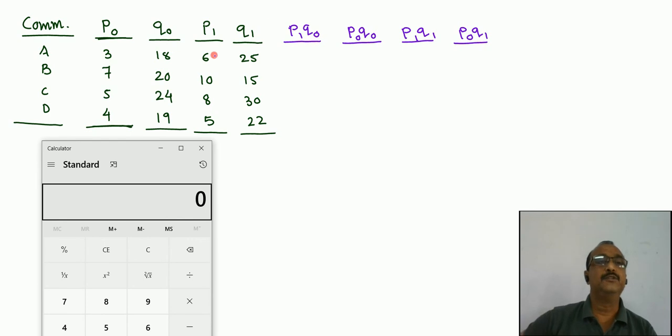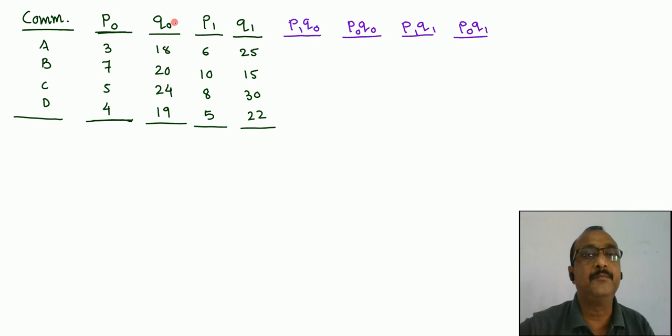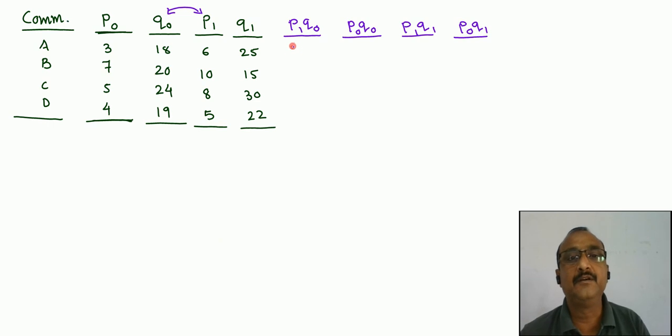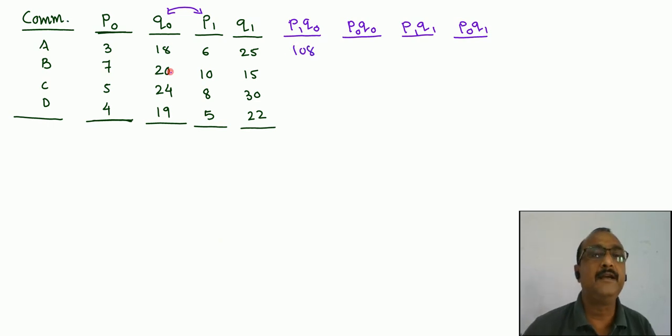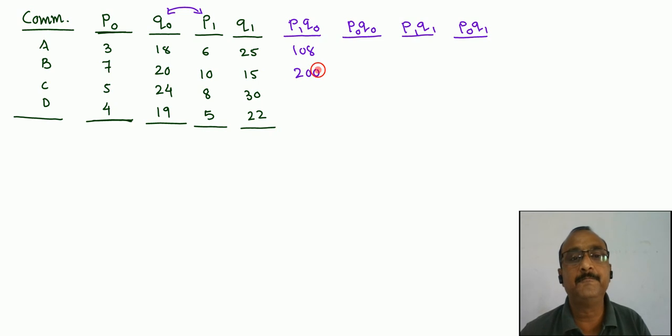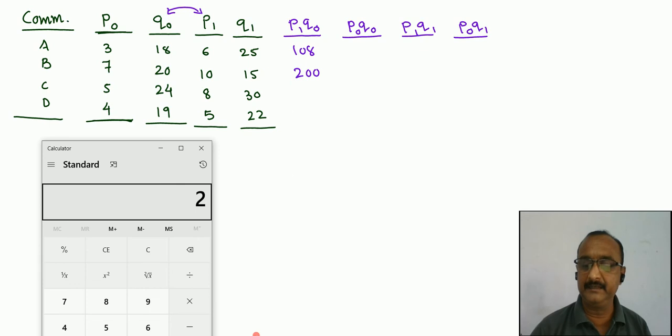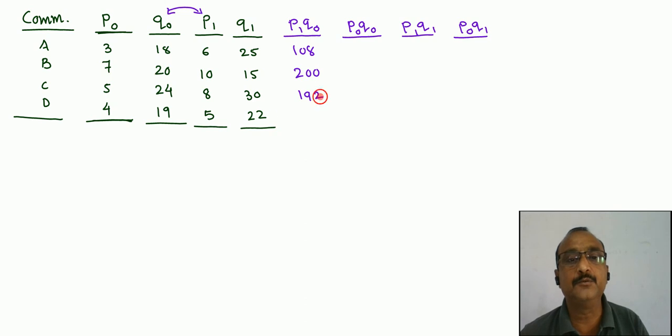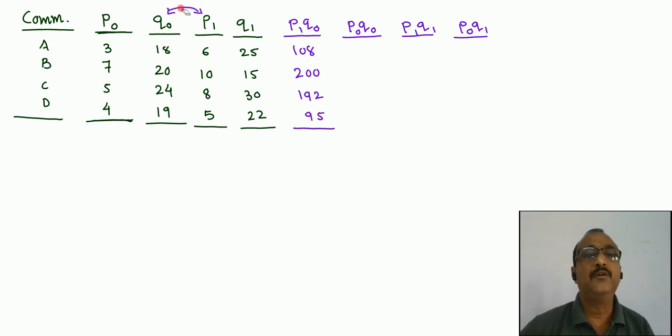First P1 Q0. 18 into 6 equals 108, 20 into 10 equals 200, 24 into 8 equals 192, and in the last, 19 into 5 equals 95. Total up the last column. Now, what is our second column? The second column is P0 Q0.